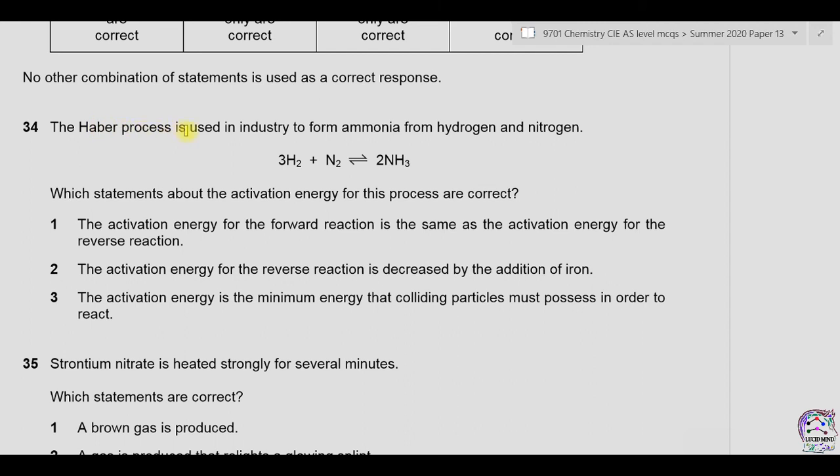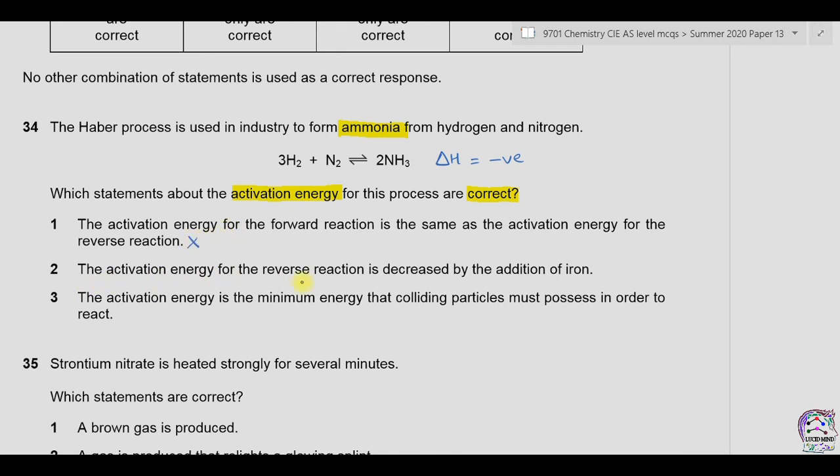Question 34. The Haber process is used in industry to form ammonia from hydrogen and nitrogen. Which statements about the activation energy for this process are correct? 1. The activation energy for the forward reaction is the same as the activation energy for the reverse reaction. As we know that this reaction is exothermic and the enthalpy change is negative, so it means forward reaction is exothermic and backward reaction is endothermic. So therefore the activation energy for the forward and backward reaction could not be the same. So this is incorrect.